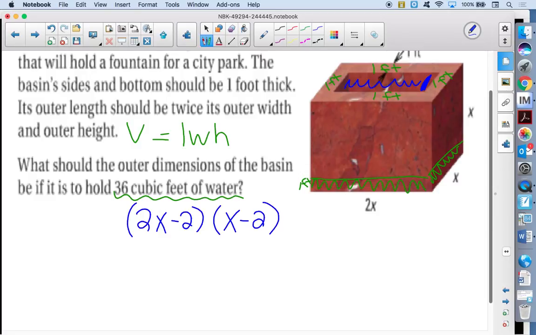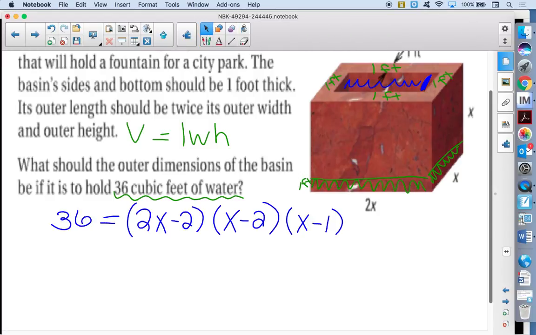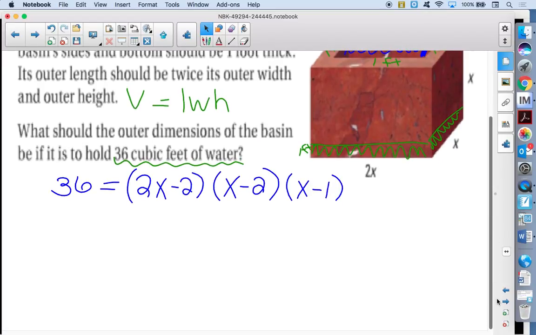And then how about the height then? X minus 1. Why is it just 1? Because there's no ledge on the top. If there was, then we wouldn't have water flowing out of it. So our formula: 2x minus 2 for the length, x minus 2 for the width, and just x minus 1 for the height. The minus 1 is that foot base that we have. And then that is equal to 36, as we have 36 cubic feet of water that we want to go into this basin so we can have this pretty little fountain.